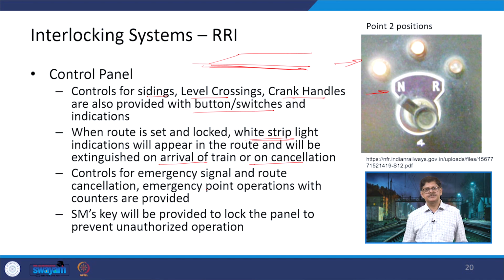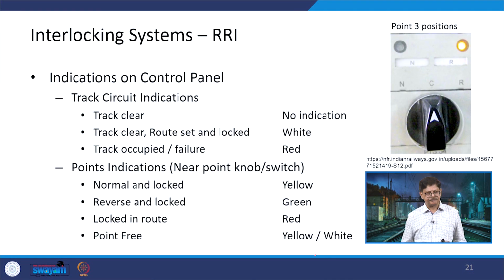Controls for emergency signals, route cancellation and emergency point operations are provided. We already discussed this in the comparison between PI and RRI. Then the station master's key will be provided to lock the panel to prevent any unauthorized operation. Nobody else can do anything other than the station master.